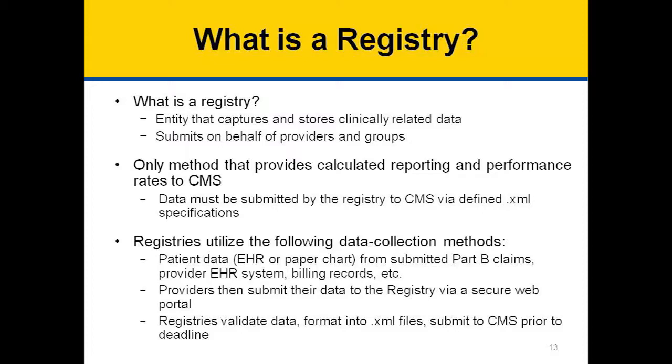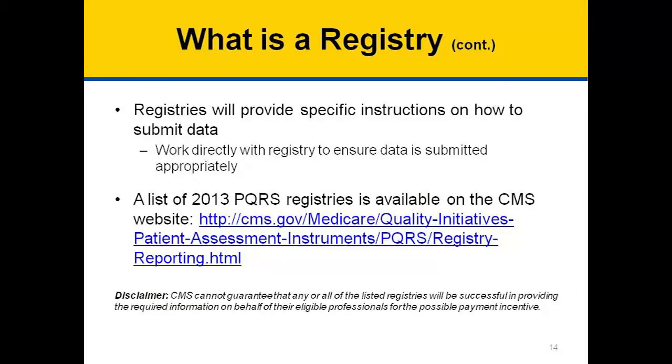Registries utilize the following data collection methods: patient data from either an EHR or paper chart, from submitted Part B claims, provider EHR system, billing records, etc. Providers then submit their data to the registry via a secure web portal. Registries validate the data, format into XML files, and submit to CMS prior to the deadline. Registries will provide specific instructions on how to submit your data. Please work directly with the registry to ensure data is submitted appropriately.